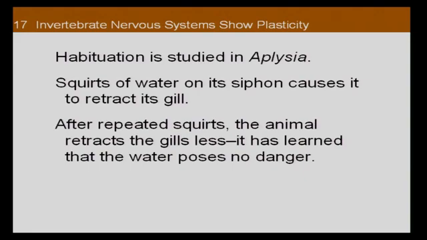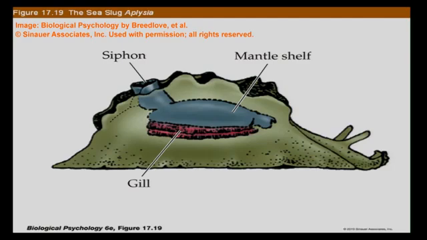But after repeated squirts with the water pick on the siphon, the animal retracts the gill less and less. It's like, okay, I know you're not going to hurt me now, so I'm not going to retract my gill anymore. So here is the beautiful aplysia. Here's the head. Here is the siphon, the little blowhole that will excrete waste. And here's the gill underneath.